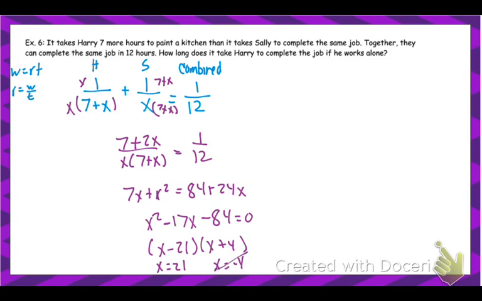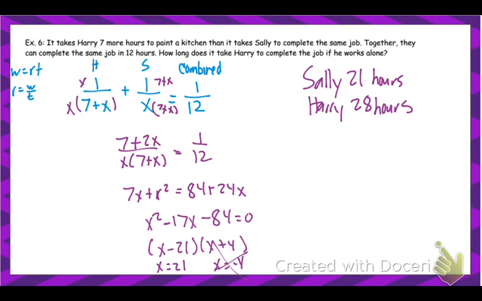Well, negative 4 doesn't make any sense for the problem. It's not going to take them a negative amount of time to get this job done. So x, 21, that's the amount of time it takes Sally to get this one job done. So it takes Sally 21 hours, which means that it's going to take Harry 21 plus 7, or 28 hours.